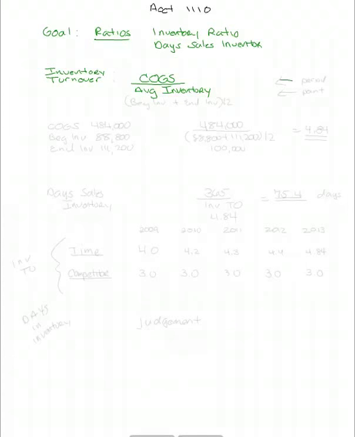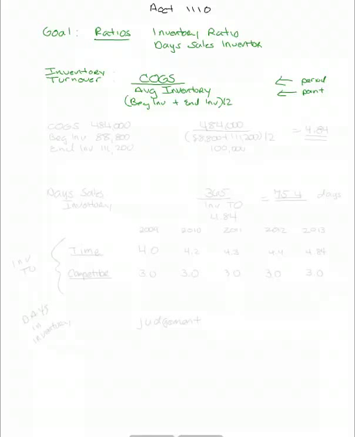Well, remember, cost of goods sold is for a period of time, and an inventory account comes from the balance sheet, and that's a point in time. By taking beginning inventory and adding it to the ending inventory, and then dividing that number by 2, you make it more of an average for that period of time.